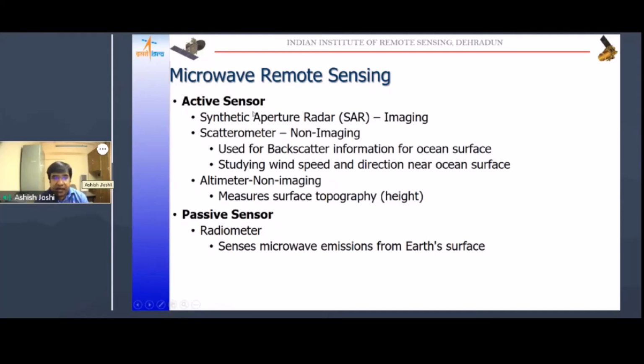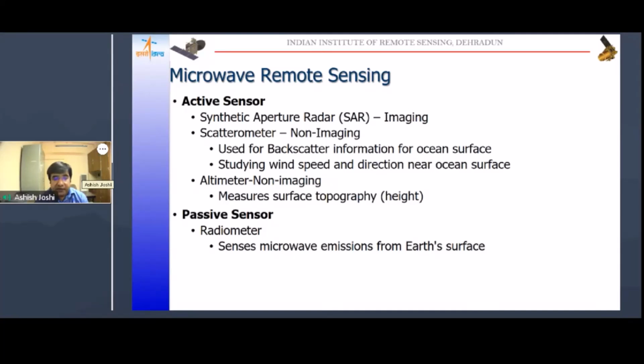Our active sensors which use microwave radiation are synthetic aperture radar, scatterometer, and altimeter. Synthetic aperture radar is used for imaging. Scatterometer is used for non-imaging. It is used for backscatter information from the ocean surface and for studying the wind speed and direction near the ocean surface. Altimetry is also a non-imaging technique which measures the surface topography.